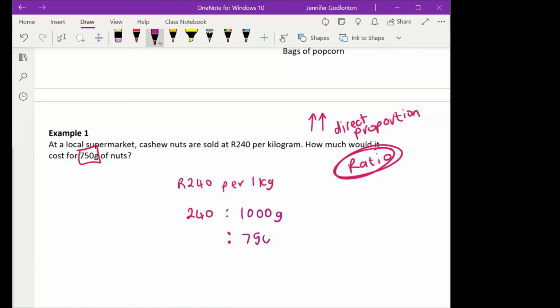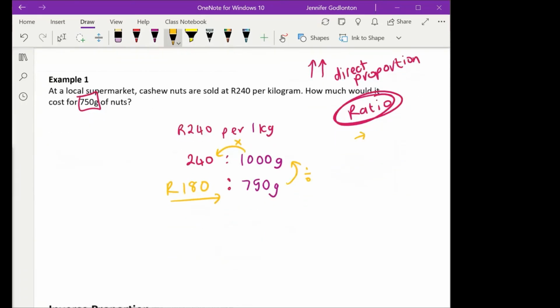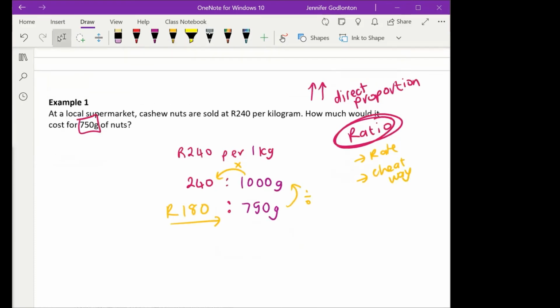And then, because we're dealing with ratio, we get to do the trick that we learned the other day. We divide up and times over into our calculators. 750 divided by 1,000 times 240, and you get the beautiful answer of 180 Rand. And that is as easy as direct proportion gets. So when we think about direct proportion, think about ratio, think about rate, think about our cheat way. All of those things work with direct proportion.